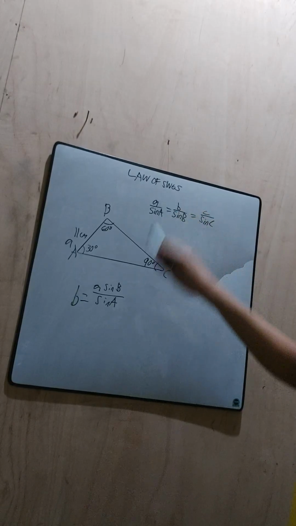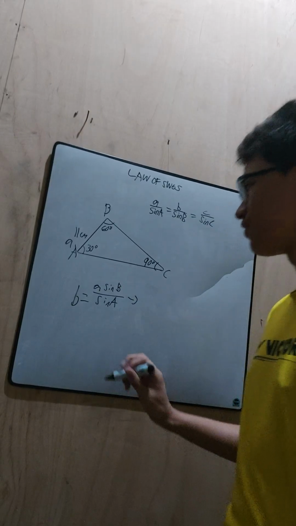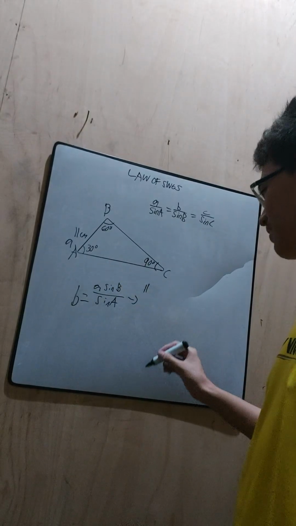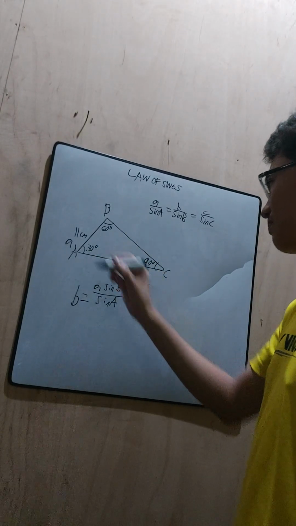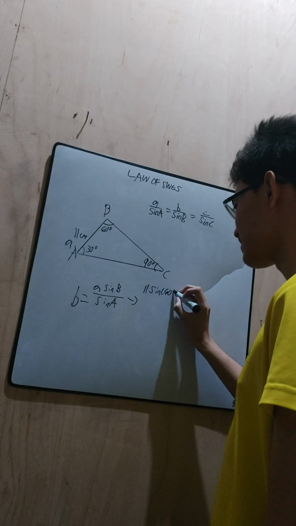So there we go. Substituting the values into the formula, our side is 11, and then we have the angle B, which is 60, so sine 60 degrees.